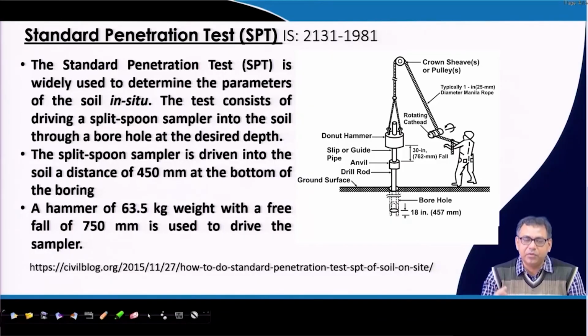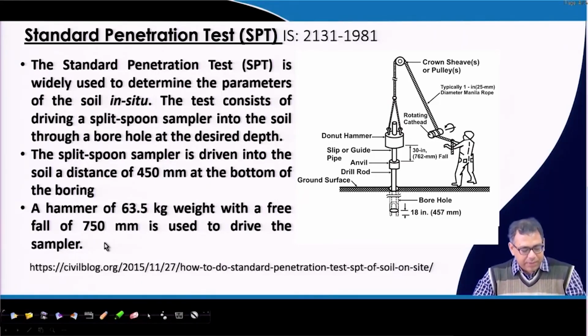So we can put the sampler at any depth as we require, and then we apply the hammer blow on this rod, so that the split spoon sampler tube is driven into the soil by a distance of 450 millimeter in 3 intervals, that means 150 millimeter each. And we measure the number of blows required for each 150 millimeter penetration of this sampler into the ground.